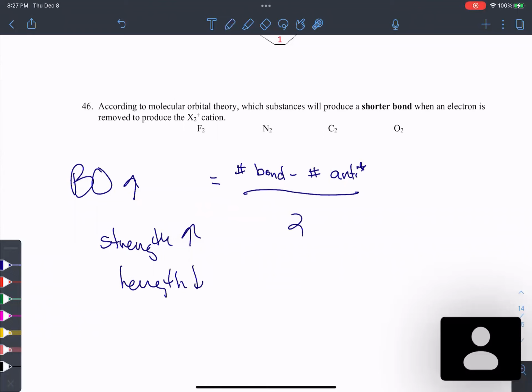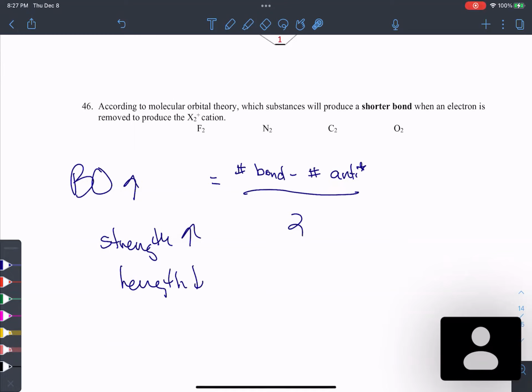So if we remove an electron, we can either remove it from a bonding orbital, or from an anti-bonding orbital. Let's think about this conceptually. If we remove an electron from a bonding orbital, how does the bond order change? It gets weaker. Yes, bond order goes down. So what happens to the length? It increases, because we weaken the bond. But what if the electron we take away is from an anti-bonding orbital? Bond order actually goes up. So the bond gets stronger and it gets shorter.